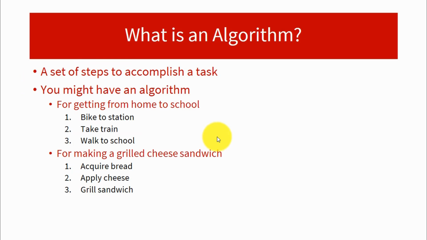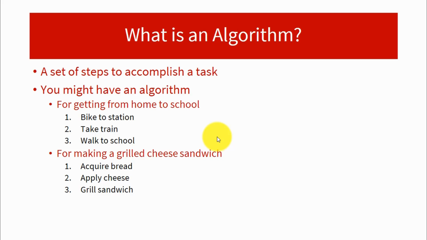So what is an algorithm? You are already familiar with it. We have actually been executing algorithms in our daily life regularly without realizing that it is an algorithm. So an algorithm is simply a set of steps to accomplish a task. It's as simple as that. It's a sequence of steps that we perform to do something.